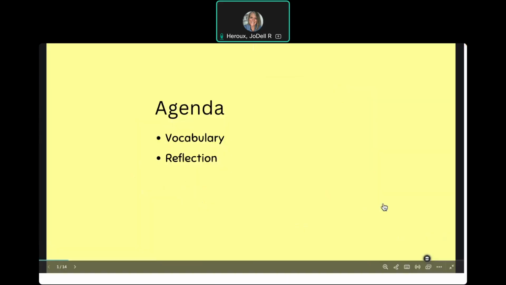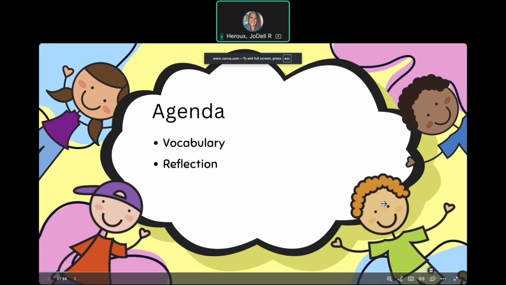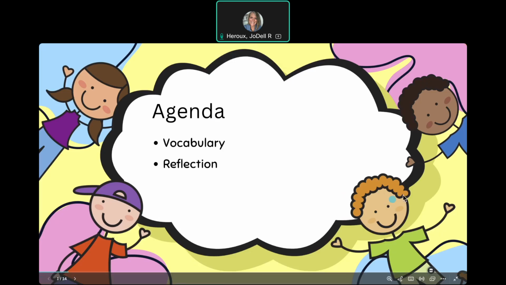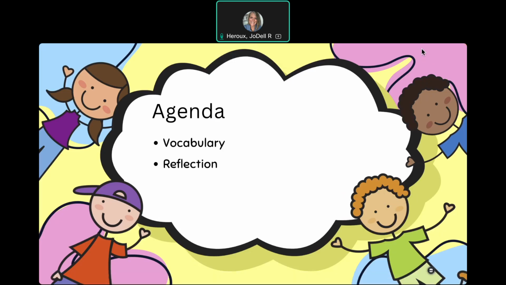Okay, we're going to talk about vocabulary this week, and next week we'll talk about morphology because it connects to reading comprehension. So just to keep this week's content a little shorter, we're just going to focus on vocabulary. So let me move this out of our way.